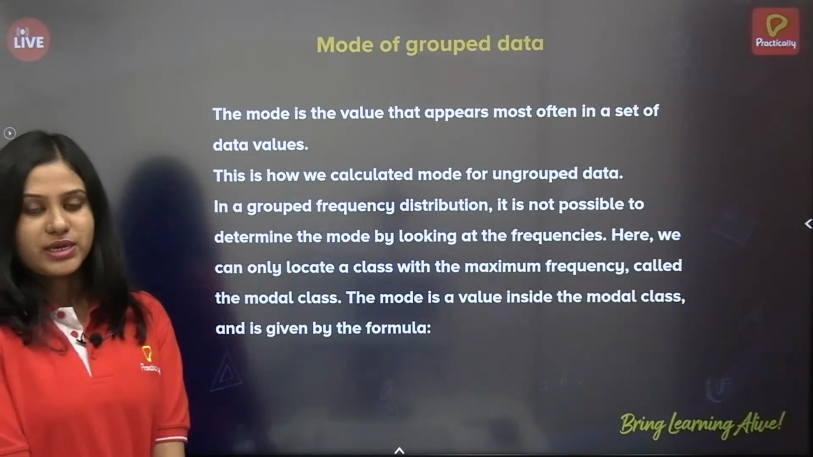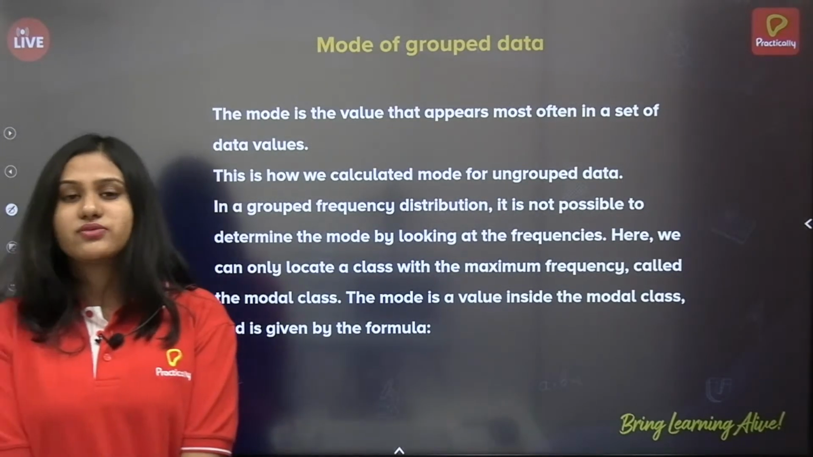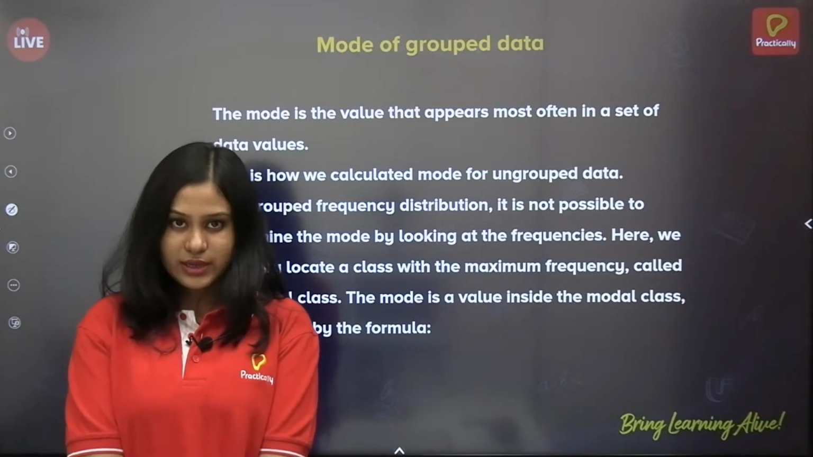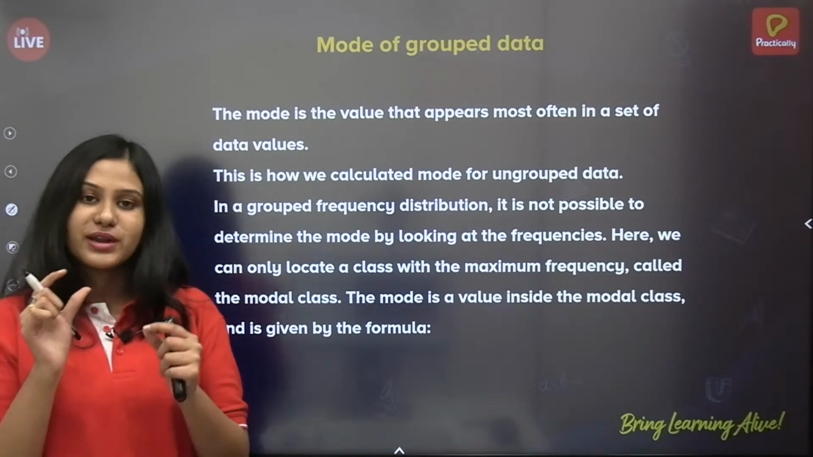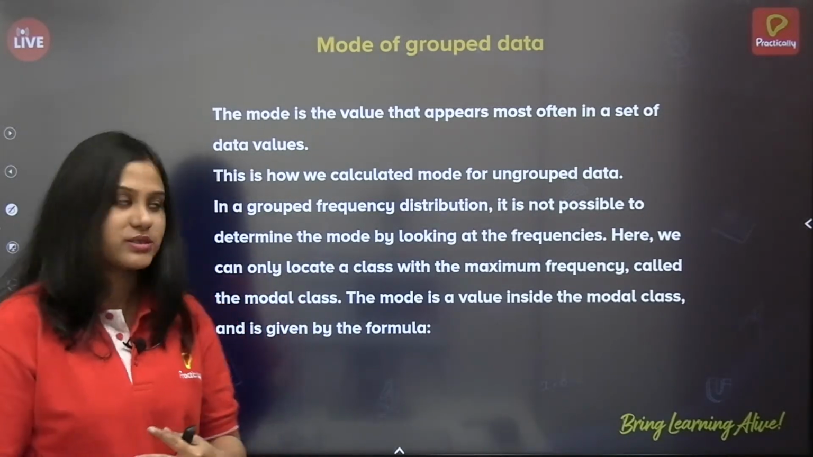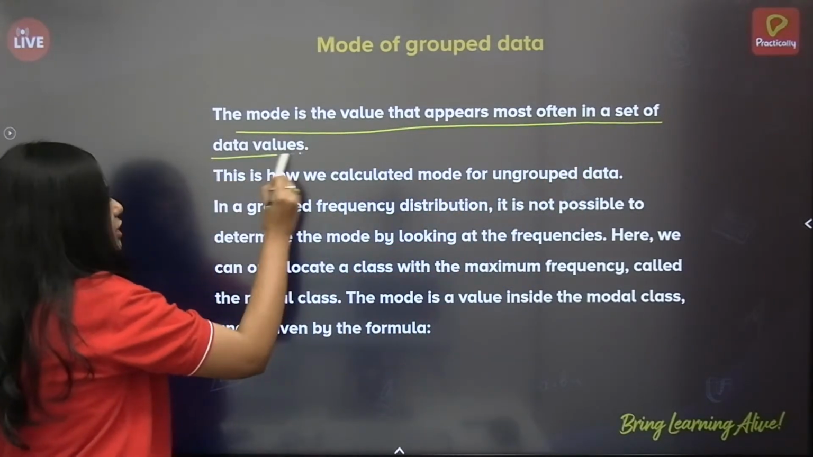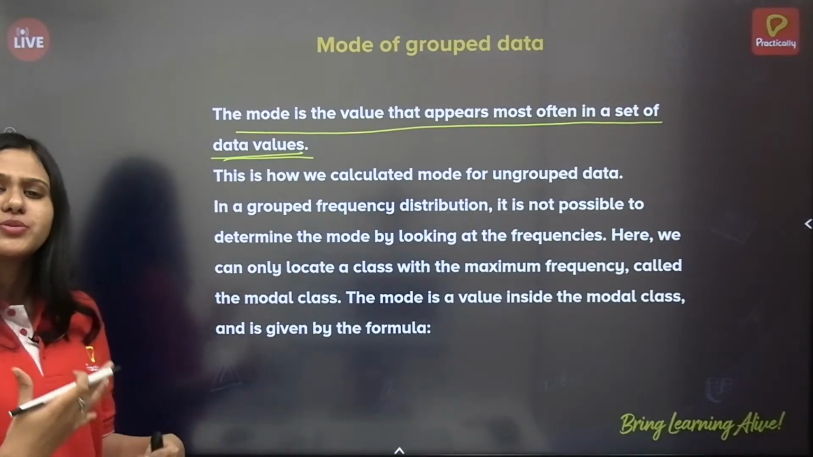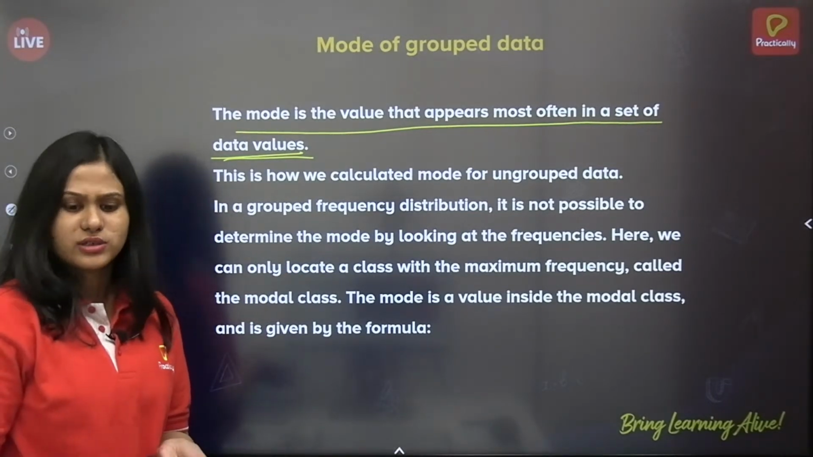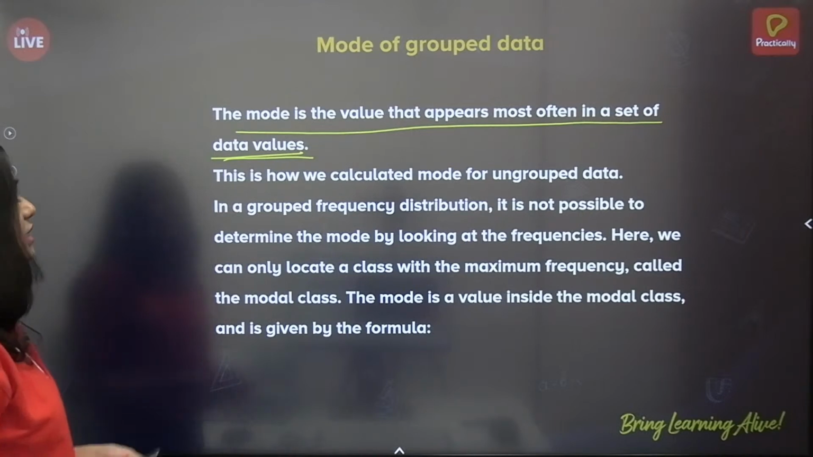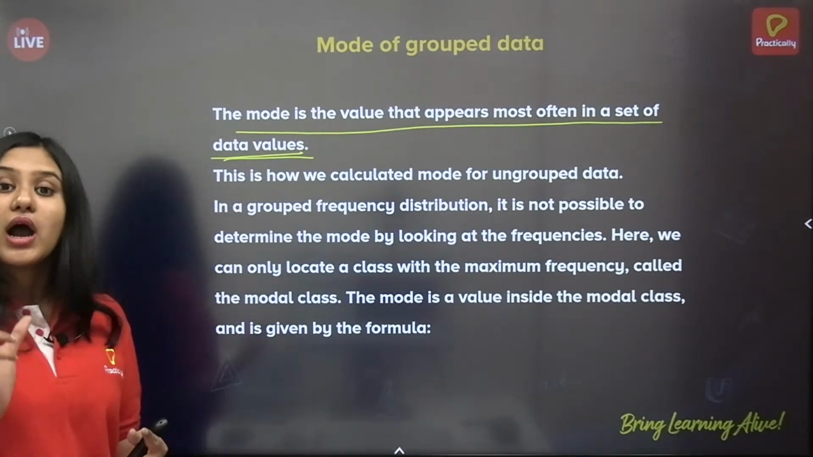Mode of grouped data. In your previous classes, we have all studied what is mode, correct? What is it? The number which is appearing more times, right? So the mode is the value that appears most often in a set of data values. So the most repeated one is nothing but the mode, correct? Super easy. This is how we calculated mode for ungrouped data.